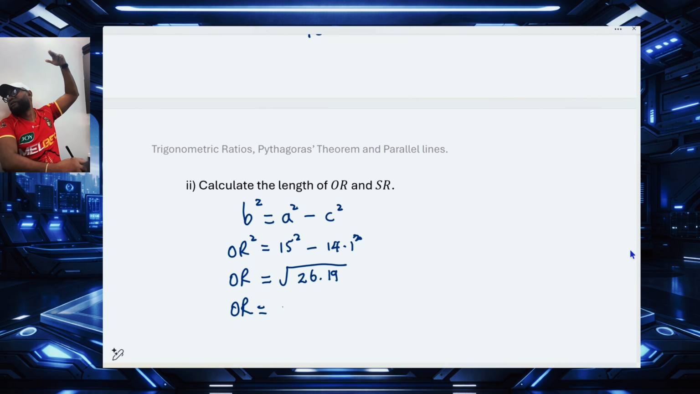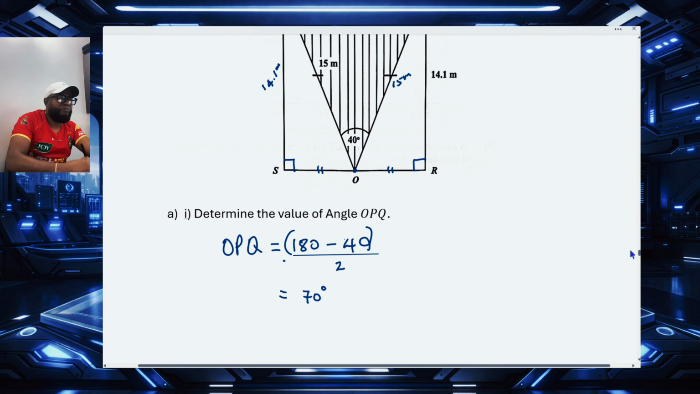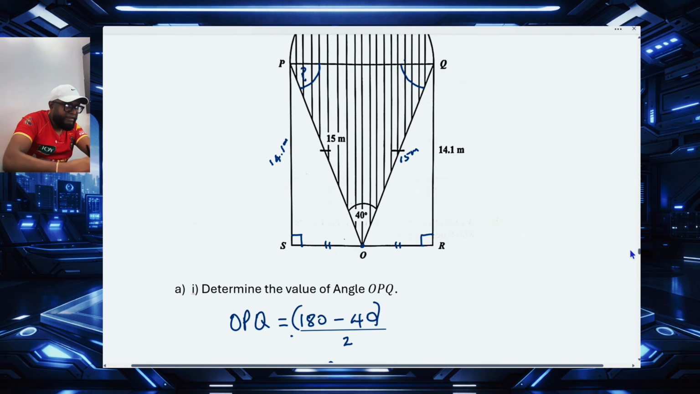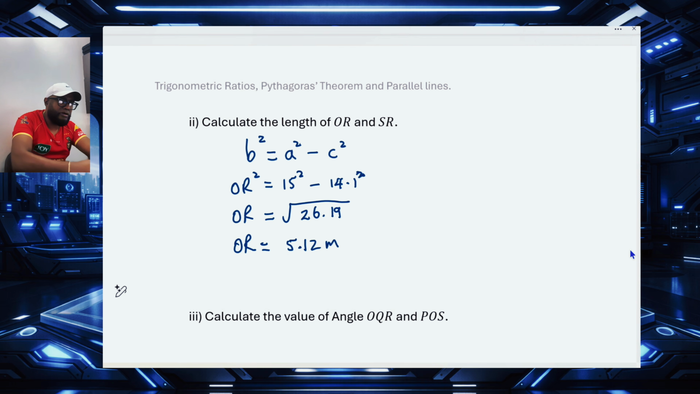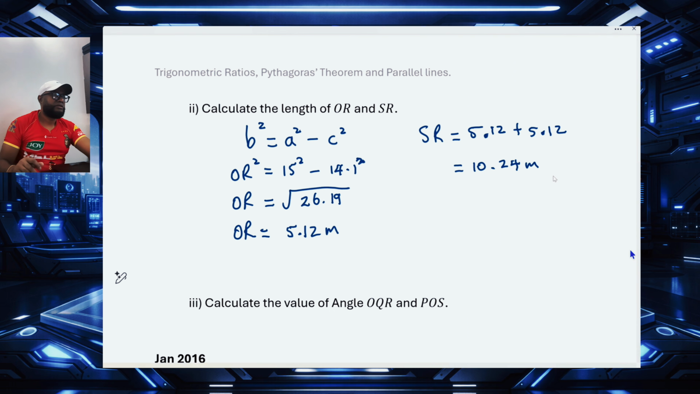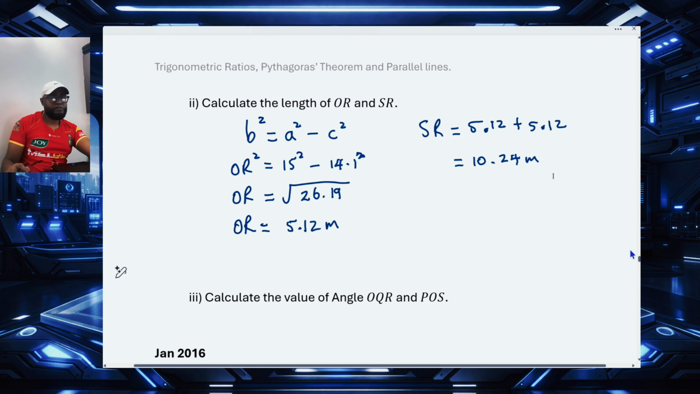Give me OR. 5.12. And this will be in meters. So if here is 5.12 meters, what over here will be? 5.12. So this was OR. So SR will be equal to 5.12 multiplied by 2, or just 5.12 plus 5.12, and what do we get? 10.24 meters. Everybody good there?